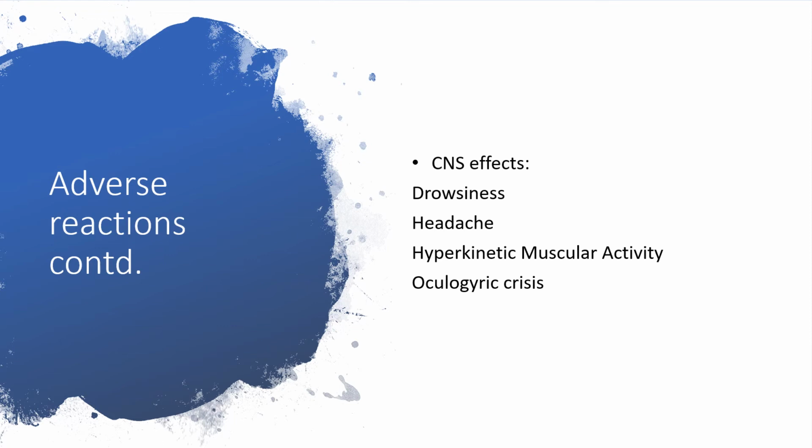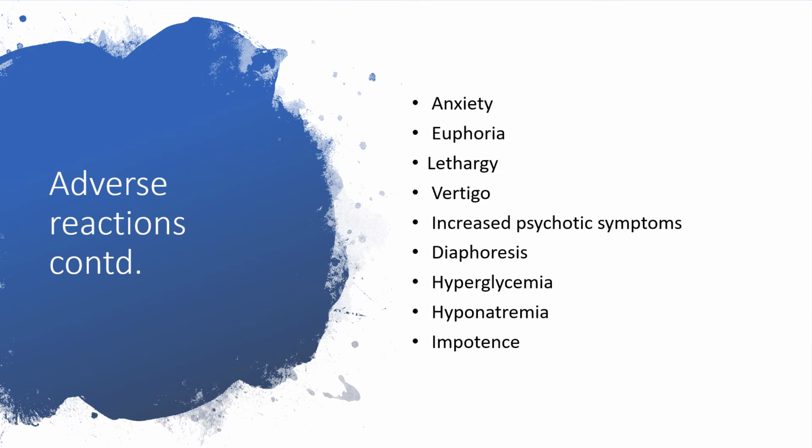Central nervous system effects could lead to drowsiness, headache, hyperkinetic muscular activity, and oculogyric crisis, just as could be found in acute dystonia. Other side effects will include anxiety, euphoria, lethargy, vertigo, increased autonomic symptoms, diaphoresis, hyperglycemia, hyponatremia, and impotency.